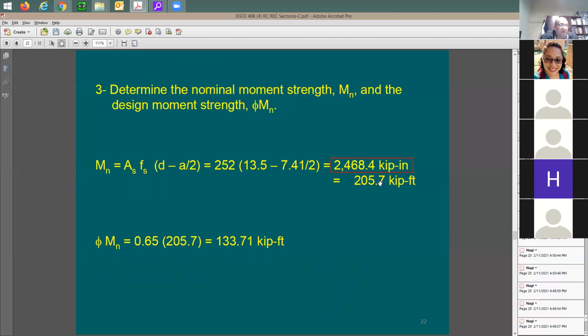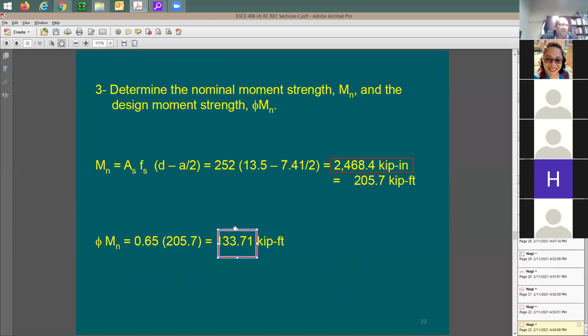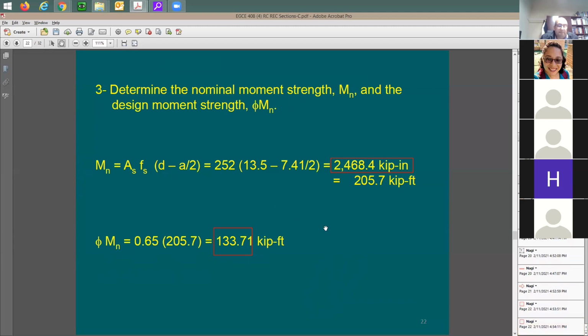Now reduce it by the phi factor. Look at what happened. Reduce it by phi factor. Now you have 133 kip-foot. I said, okay, this is fine. This is what I have. Any questions?